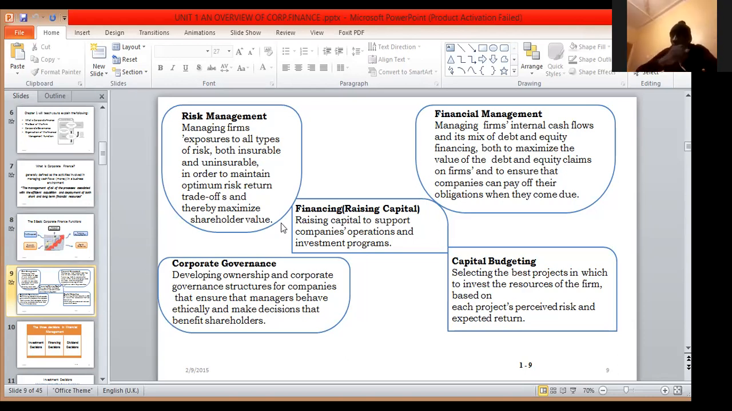The last one is capital budgeting. How do you invest the resources of the firm? So you must do what is called investment appraisal. If we have money as a business and we want to invest this money, we must do an evaluation of each and every investment to see the returns that we are going to get, so that we are able to guide the shareholders in which business their money should be put. Otherwise, there will be drama if we mislead them.